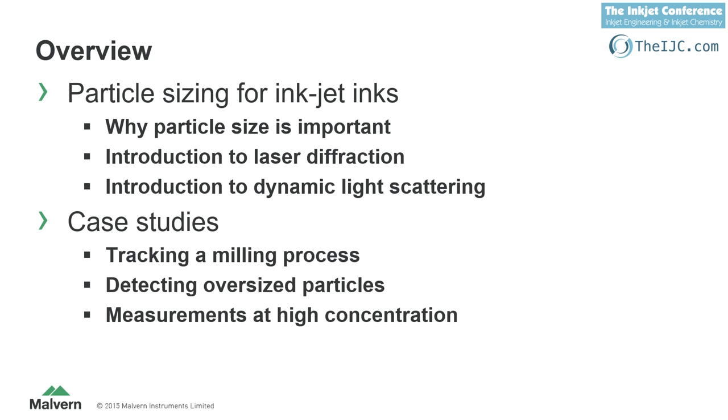So I'll tell you a little bit about how they work and what strengths they have in certain regions of analyzing inkjet inks. So we'll look at laser diffraction and dynamic light scattering. We'll then look at a few different case studies where these technologies have been applied to help understand the performance of inks and the processes that they go through. So look at tracking a milling process, detecting oversized particles in an ink, and looking at measurements at a high concentration.